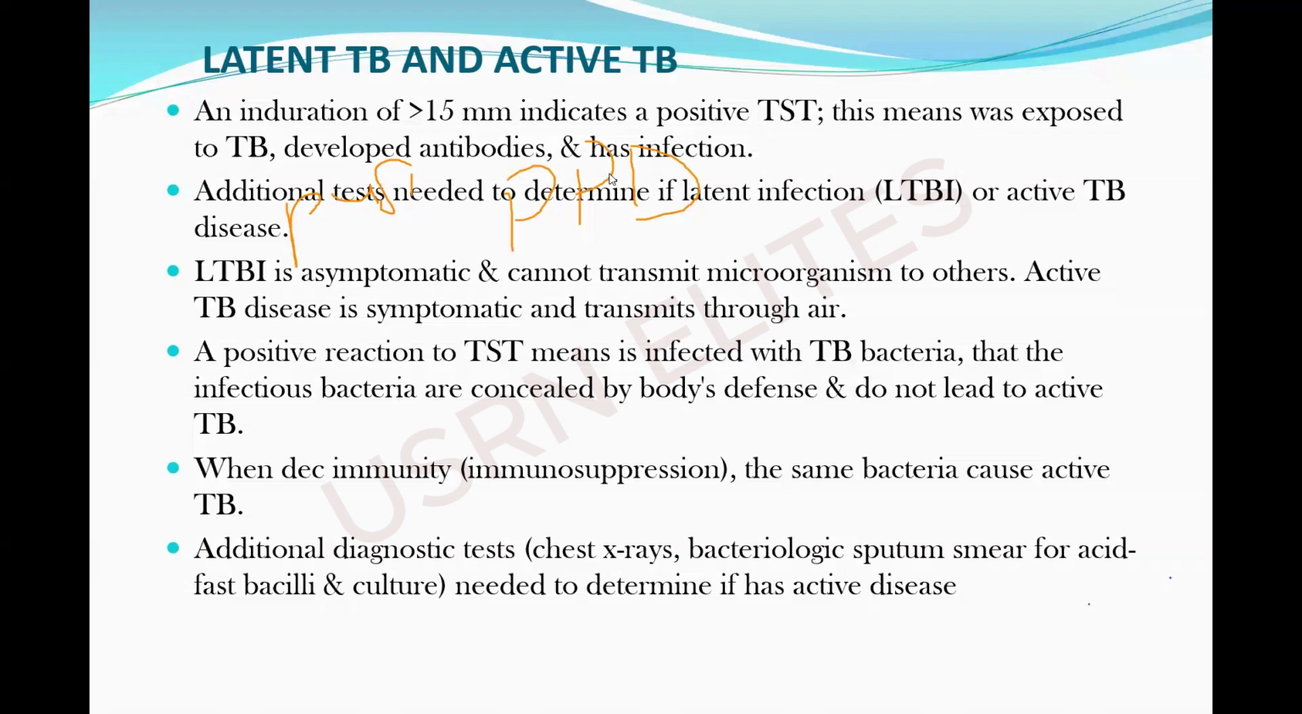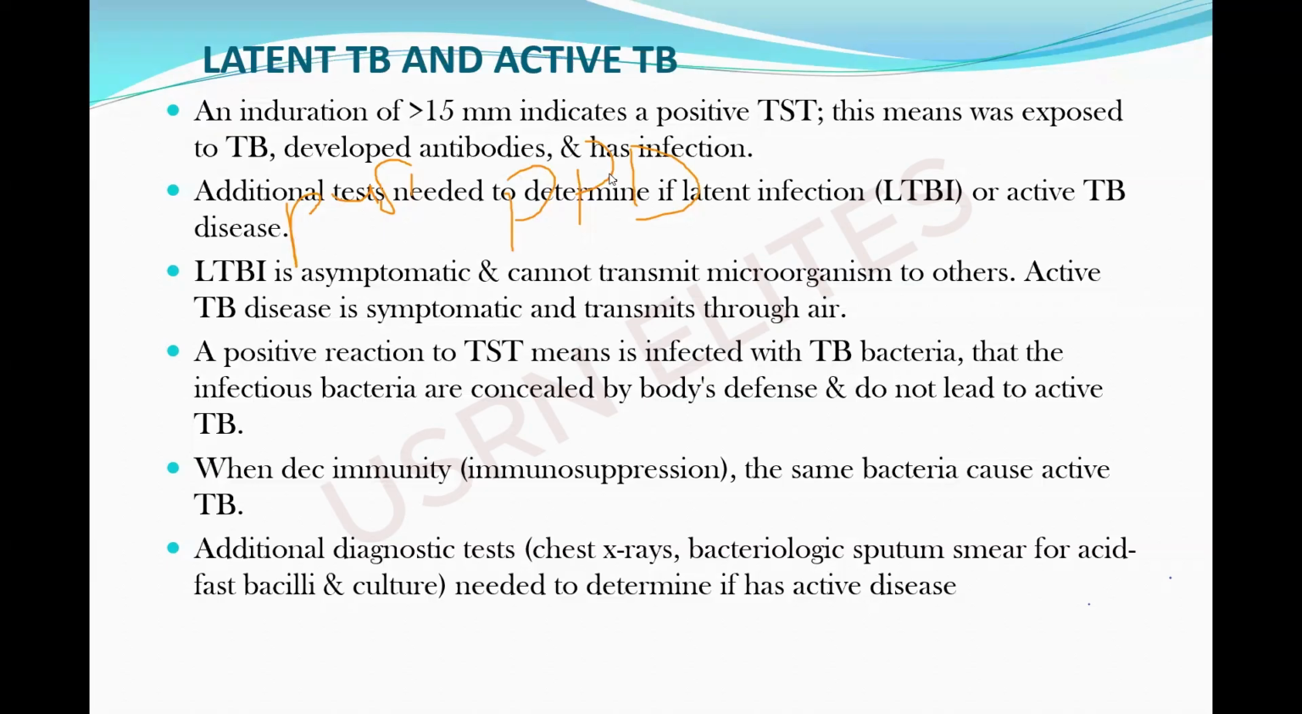So, if you have an induration size of 5 or more, and the person is HIV positive, it means the person is what? Positive for TB. If the person is immunocompromised too, it means the person is what? Positive for TB. Or if the person has had a recent TB contact, an actual TB contact, and gets an induration of 5 millimeters or more, it means it is positive for that person.